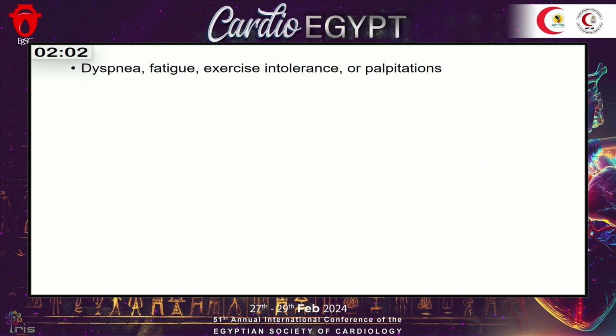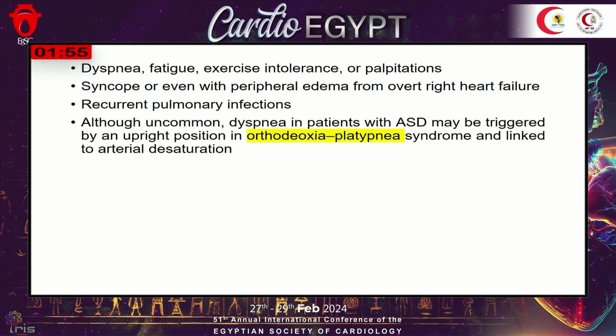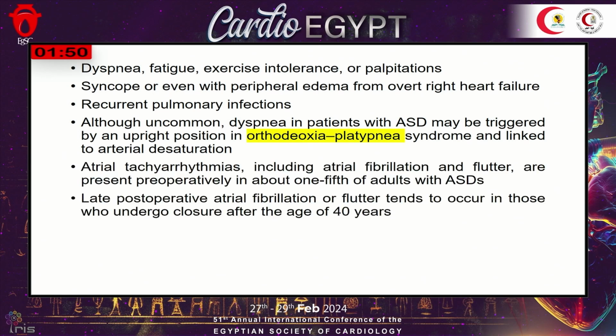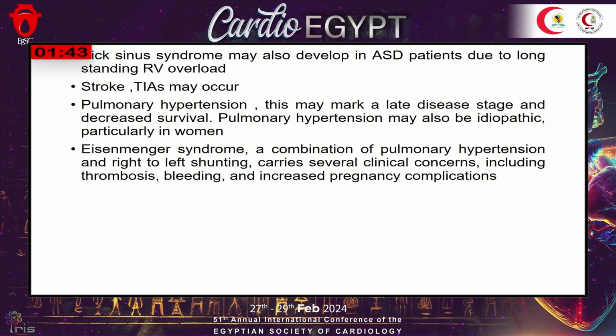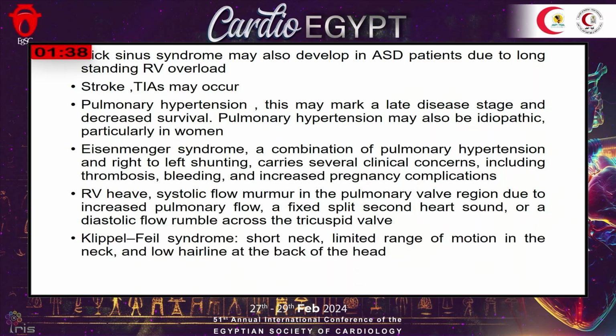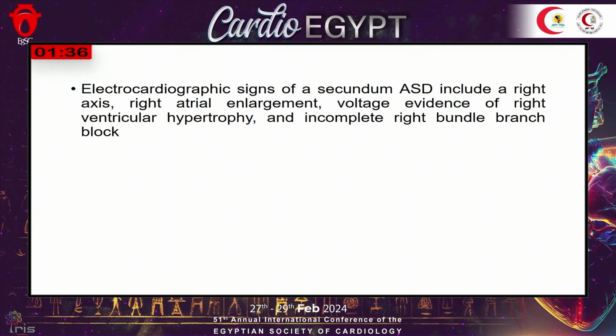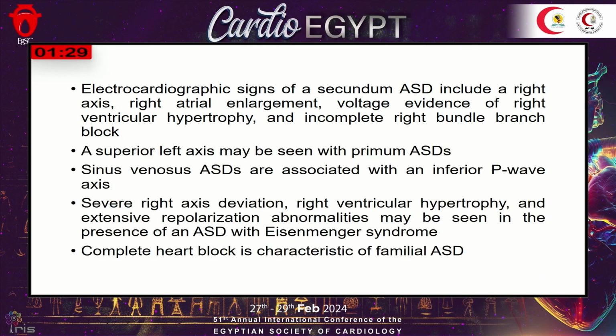The symptoms vary from dyspnea, fatigue, exercise intolerance, stroke, maybe syncope, maybe recurrent pulmonary infections, maybe the very uncommon platypnea-orthodeoxia syndrome, or maybe arrhythmias, a lot of symptoms and signs. Sick sinus syndrome, stroke, whatever. Eisenmenger syndrome is the sequela without treatment of the interatrial shunt defects. Okay. How can we diagnose? ECG: right axis deviation, right bundle branch block, even superior left axis, complete heart block sometimes.